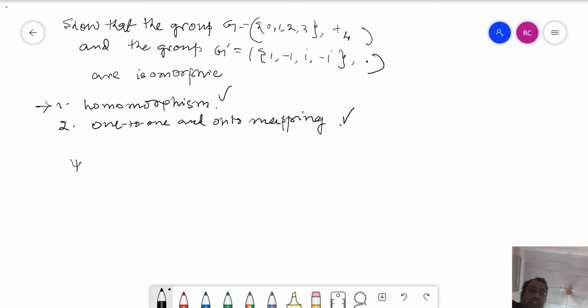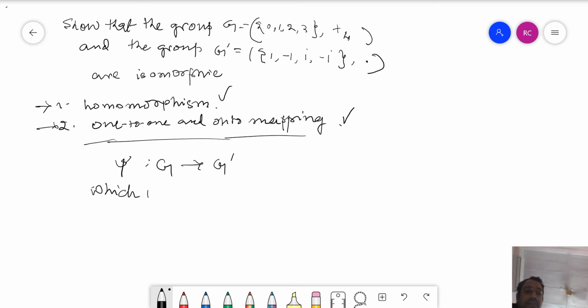or I think it's more convenient to start with the second one. Why, you'll eventually get to know. Let's start with the second one. So we have to find a mapping, say xi, from G to the group G prime, which is one-to-one and which is onto.